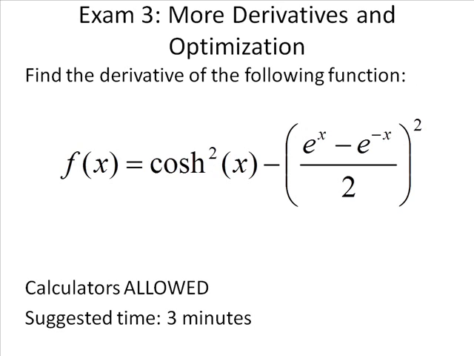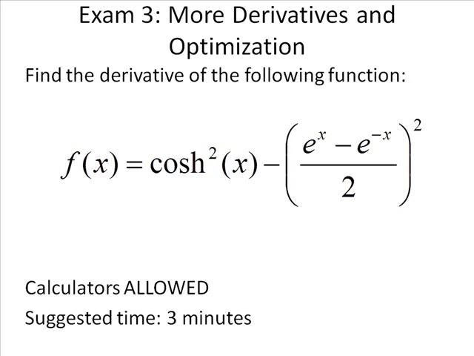This is the other question that I had from exam number 3. Again, we talked about different kinds of functions. So we had the following function. We had the hyperbolic cosine squared of x, and then minus the following quantity, e to the x minus e to the minus x, all over 2. That whole thing squared.